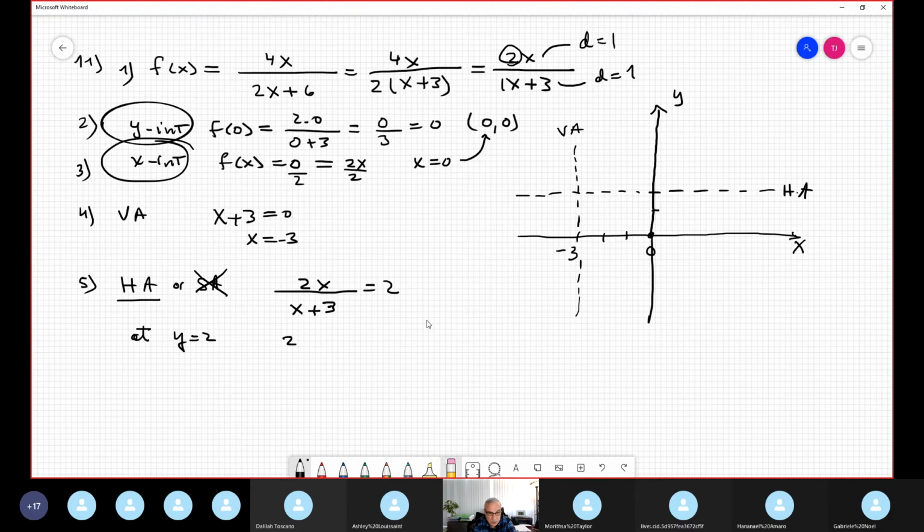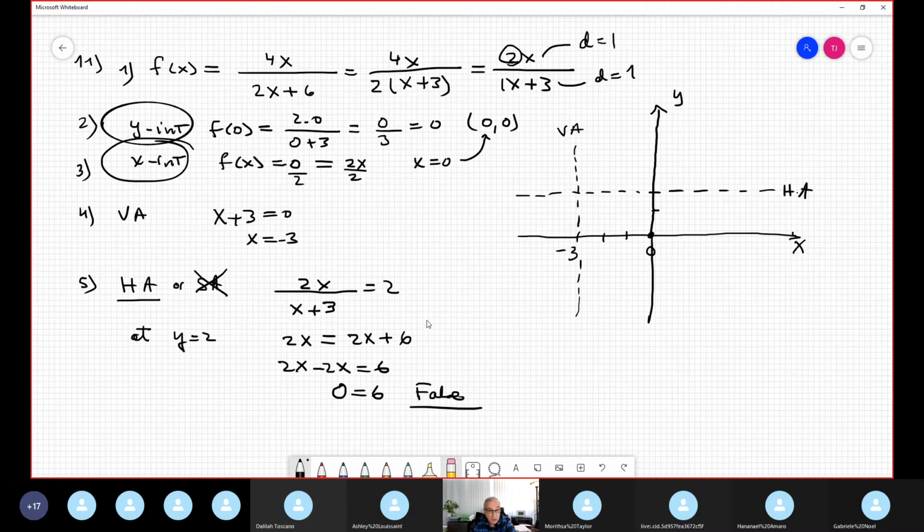Okay, let me try. Multiplying, 2x equals this, and this is 2x plus 6. 2x minus 2x equals 6, so 0 equals 6. Contradiction, completely false. That means the curve never crosses the horizontal.